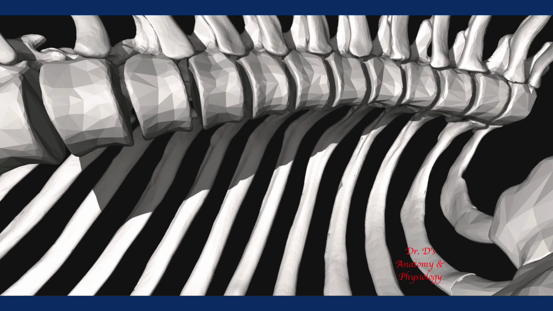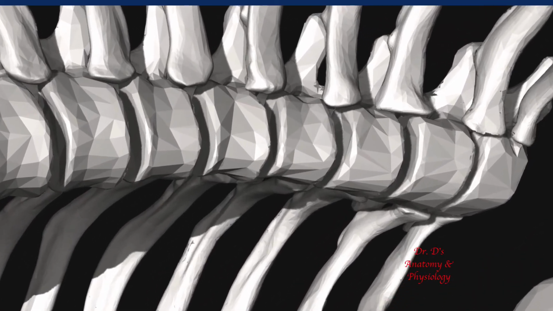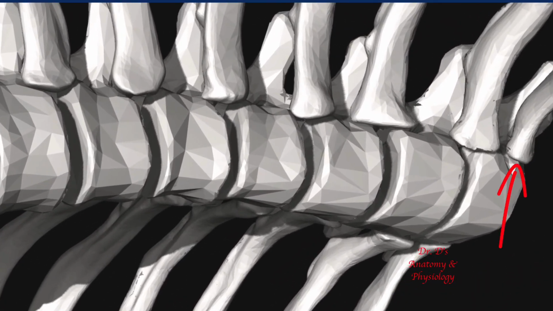If we look more closely at T1, the first thoracic vertebra, we can note that the head of the first rib has a full articulation with the body of T1, and the second rib is going to overlap the bodies of T1 and T2, so that we'll find demifacets on T1 and T2.